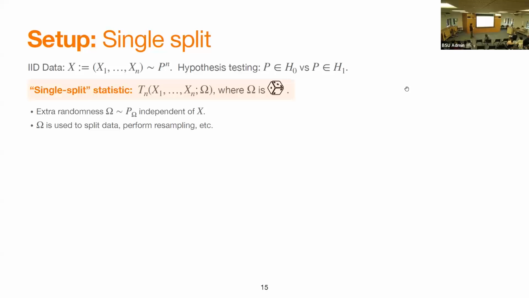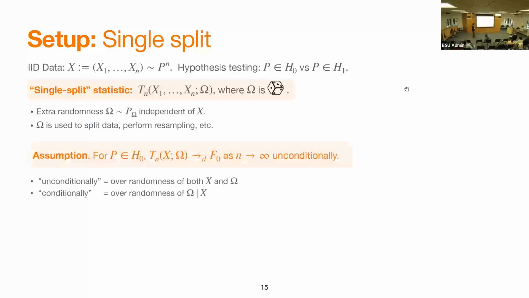So this is what I call the single split statistic. Tn is a function of the data X1 through Xn, and also omega. Omega is exactly this extra randomness I've been talking about. Omega is used to generate randomness for data splitting or for sampling, etc. Omega is generated independently of the data. So this defines a randomized procedure.